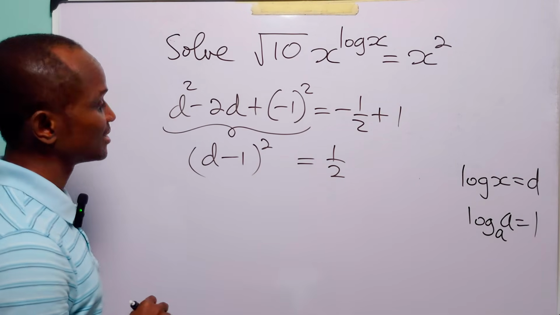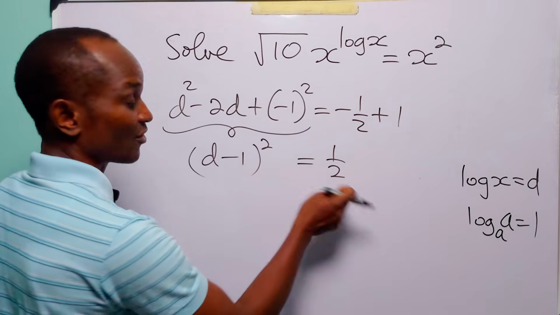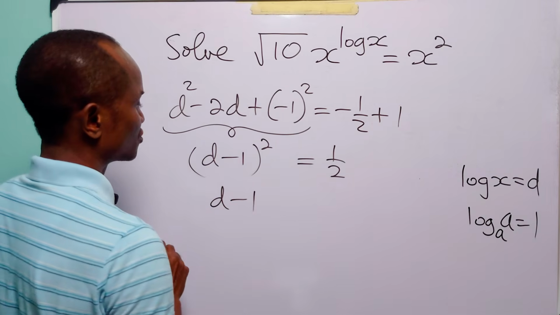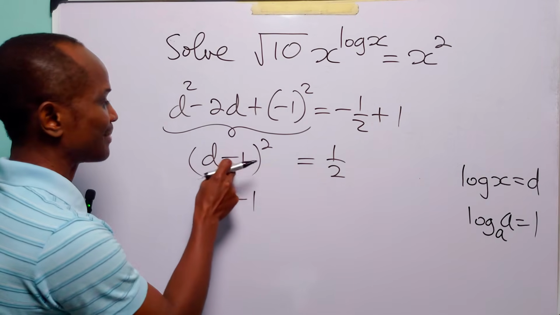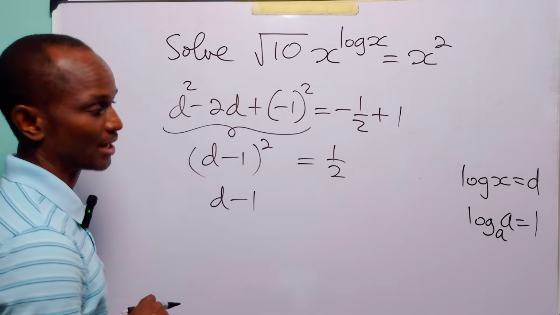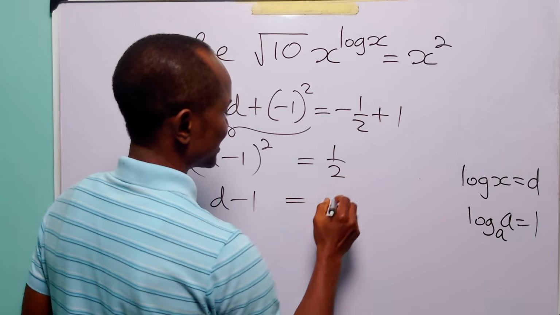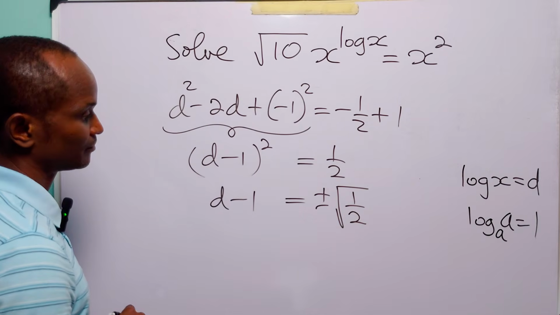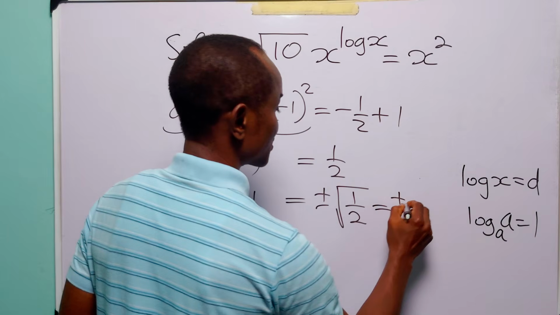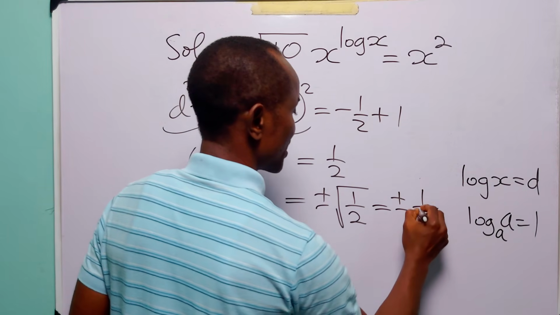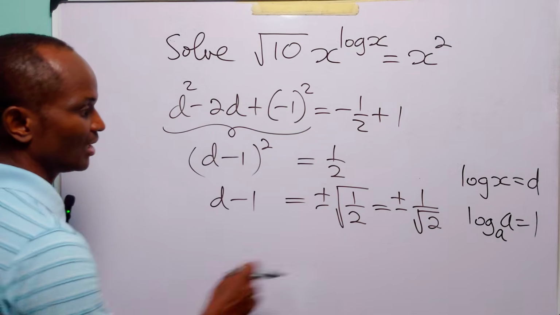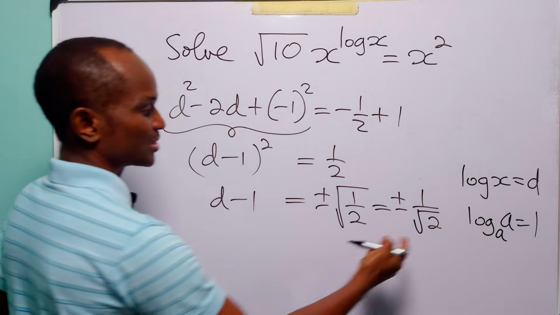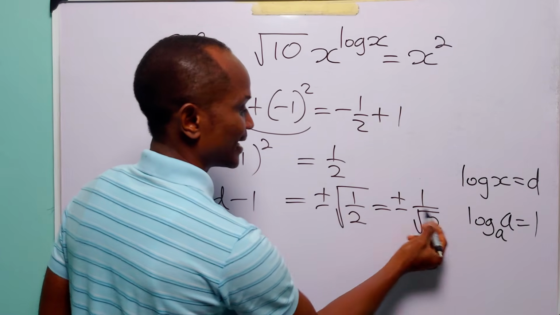Now, the next step to solving this equation is to take the square root of both sides of this equation. And of course, when we do that, on the left-hand side, we have d minus 1 because the square root of d minus 1 squared is equal to d minus 1. And on the right-hand side, we have plus or minus the square root of 1 over 2. Now, this is equal to plus or minus 1 over square root of 2. But we won't be leaving this in this form. We are going to rationalize. And how do we rationalize? We multiply both the numerator and the denominator by root 2.